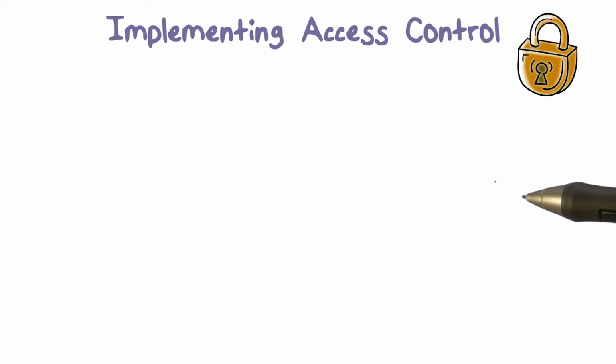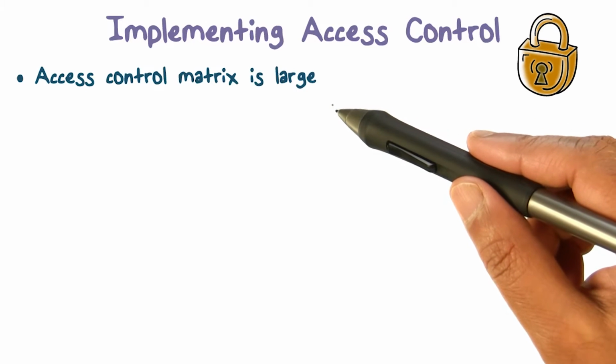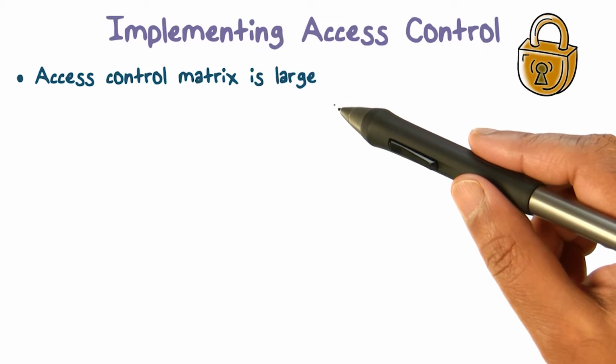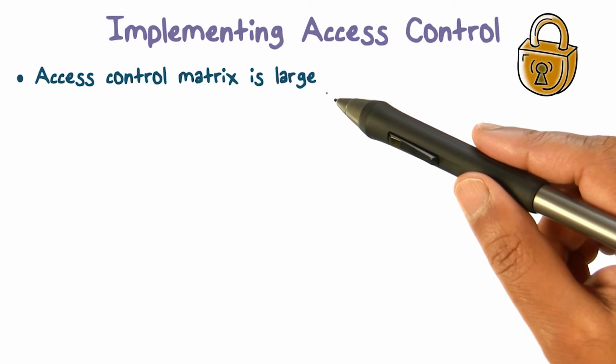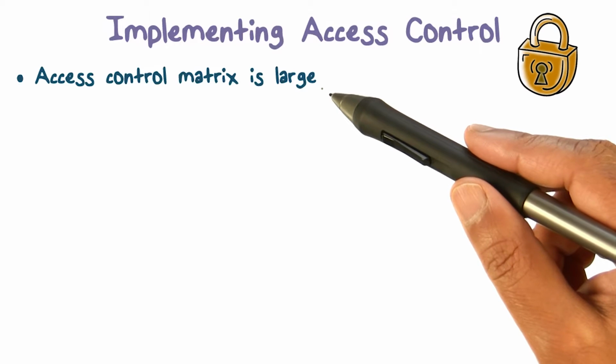How do we implement access control using the access control matrix? This is what we want to discuss. First of all, the access control matrix is going to be pretty large. There could be tons of resources depending on what kind of system you have. It's a large shared server. There could be lots of users.